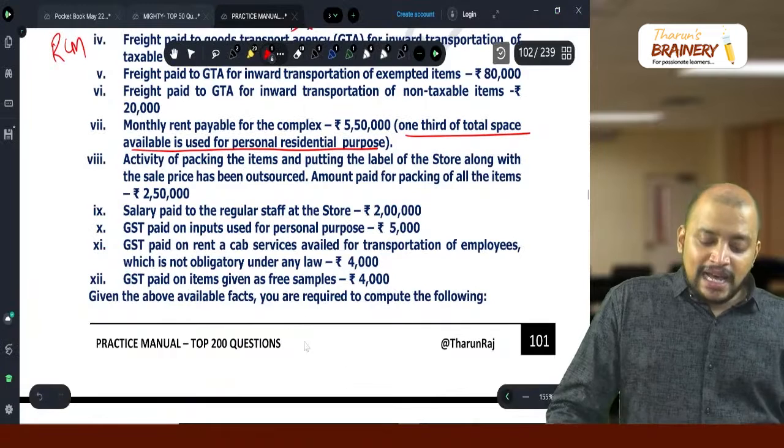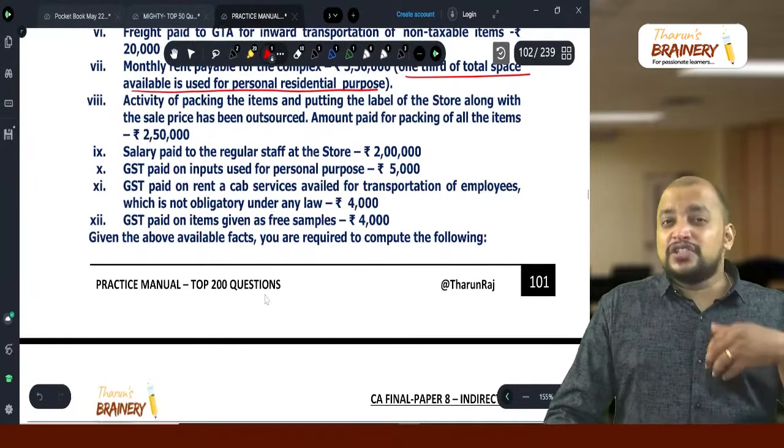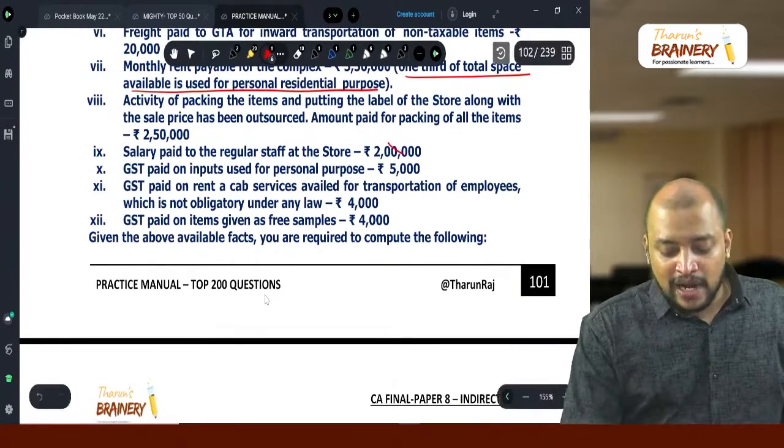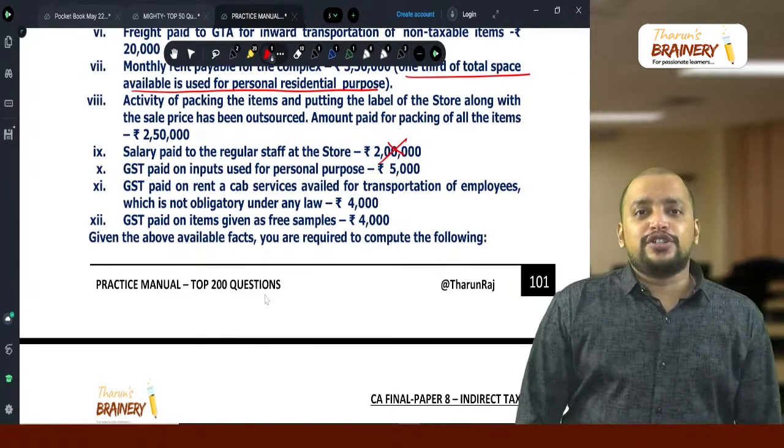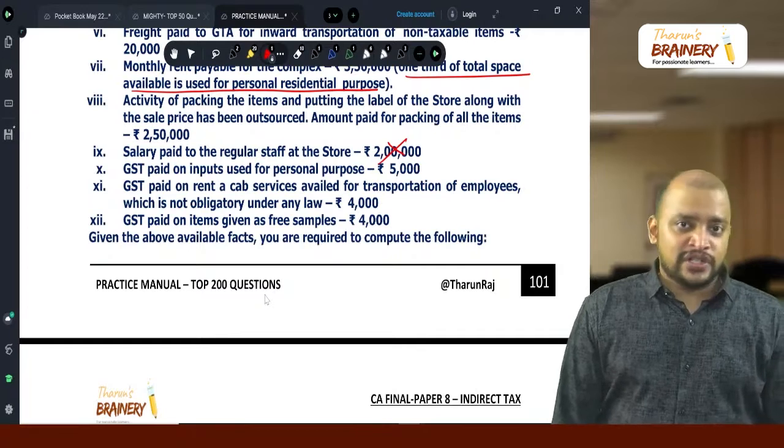Then salary paid to the regular staff. First of all, GST is not paid on salary. Why? Salary is excluded from supply. Employee to employer in the course of employment, no GST.